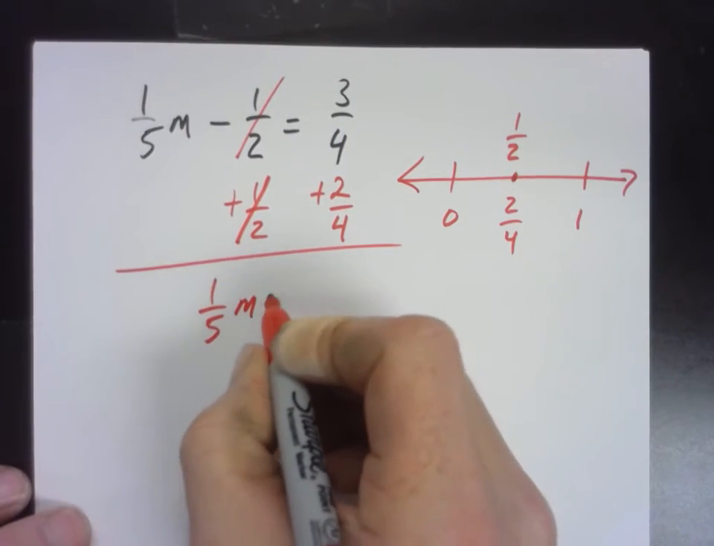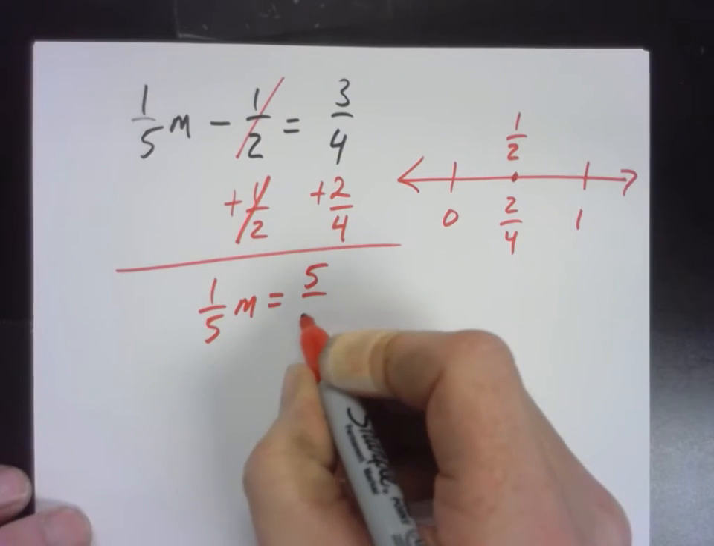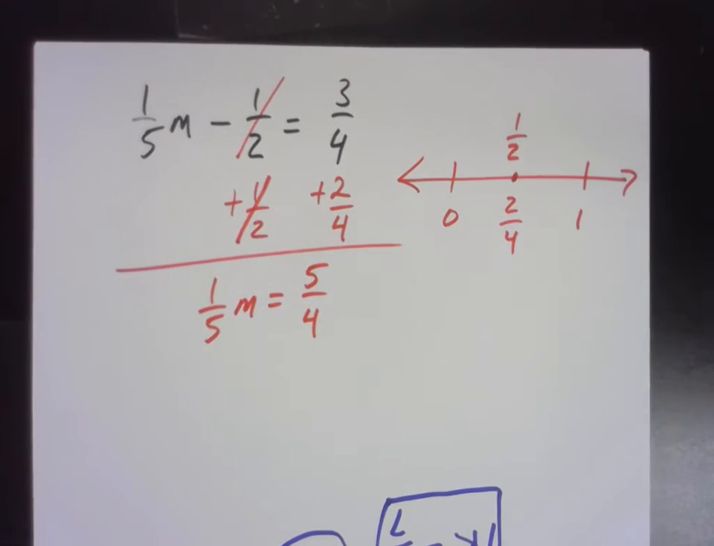1/5 m equals 5/4. And don't worry about 5/4, it's fine. Improper fractions, the name sounds bad. Oh, they're improper. But it's fine, okay? So, how do I make this say 1m? Divide by 1/5. Or times by its reciprocal?